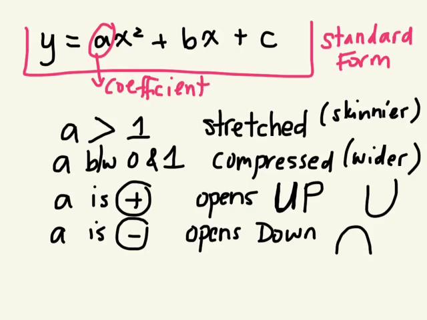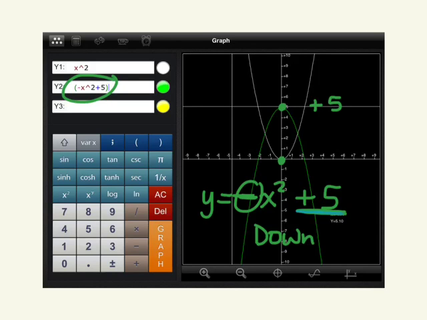When we had a plus or minus a number, when we had a constant term added or subtracted to the parabola, to the graph, what happened? What happened to the graph? Here we had plus 5. What happened to the graph? Yep.